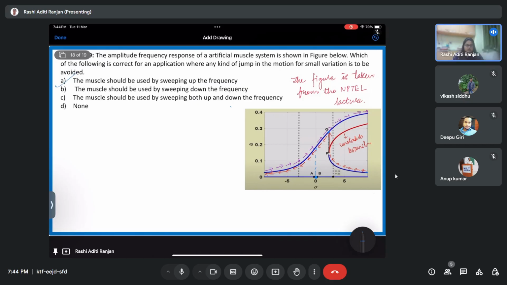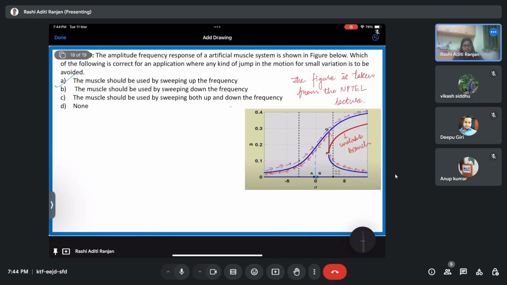The muscle should be used by sweeping up and down the frequency. No, that will not be the correct option, provided there is a condition that there should not be any jump. If my system is capable of taking up a small jump, then in that case we may consider sweeping down the frequency. But if there is no possibility that my system can take up the jump up or jump down, then we should always go for sweeping up the frequency.